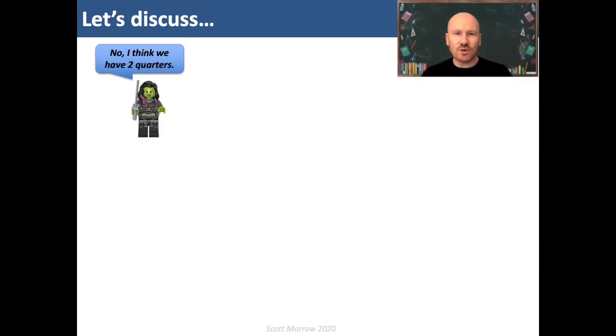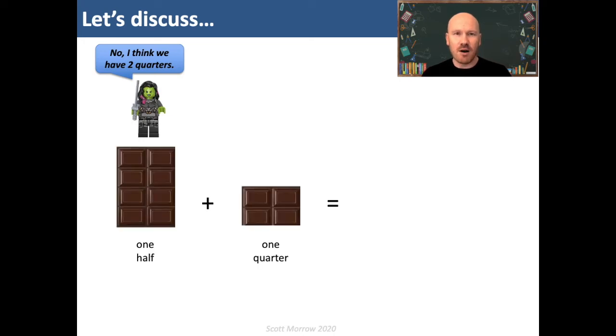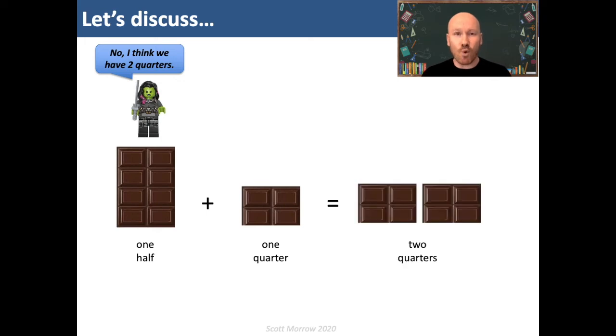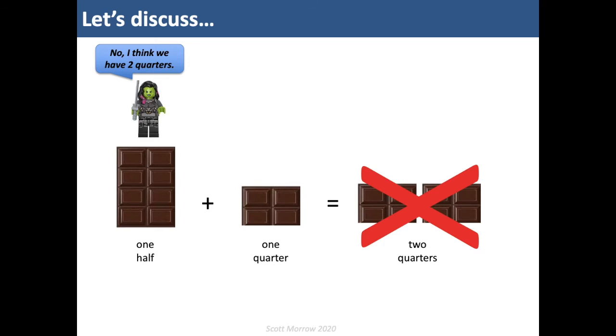What about Gamora's thoughts? Gamora thought that they have 2/4 altogether. And once again, we can see if we take Peter's half bar and her quarter bar, if we add those together, in this case, that's more than 2/4 bars of chocolate. So I'm afraid she's also wrong.